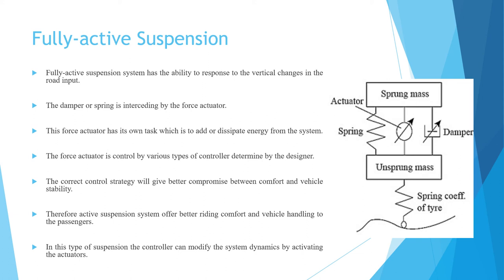So in the picture you can see this is the road surface, this is the wheel, this is the spring, actuator and damper, this is the sprung mass, this is the unsprung mass. When the vehicle jumps, the spring is used to store the energy and the variable damper is used to dissipate the energy. An actuator helps to control this whole thing.